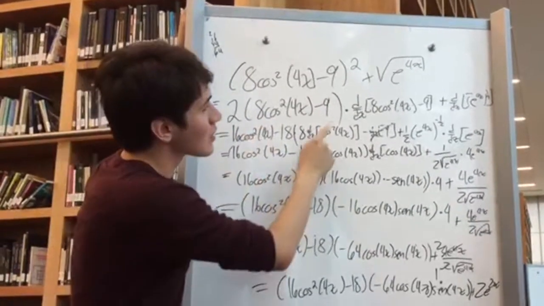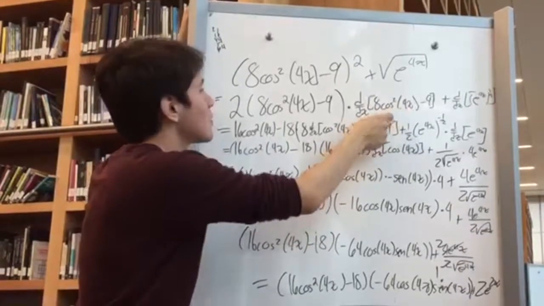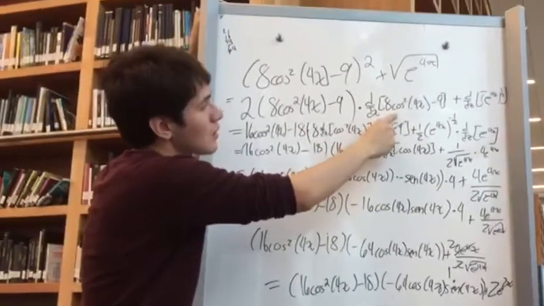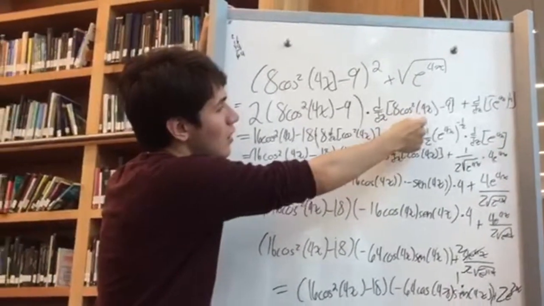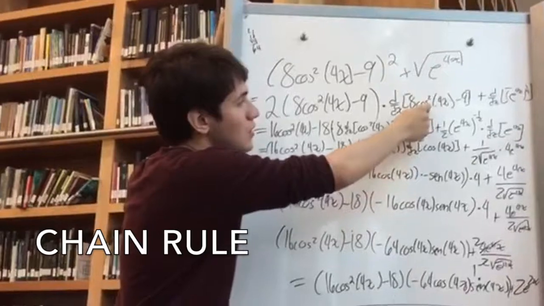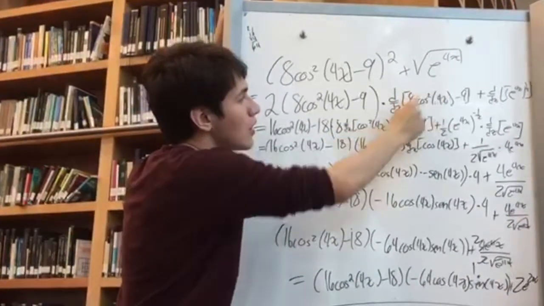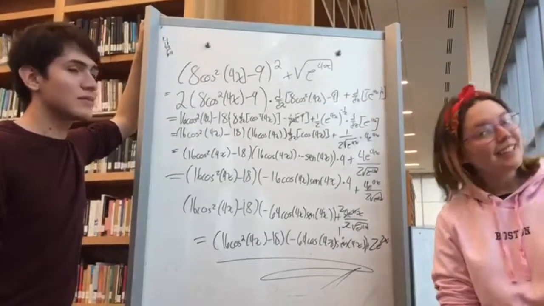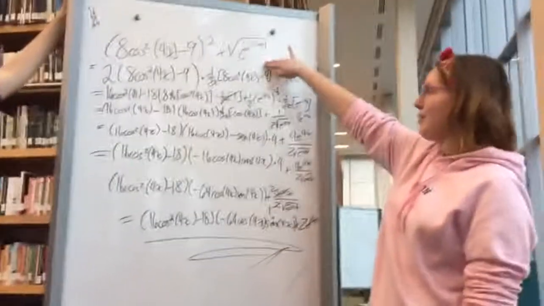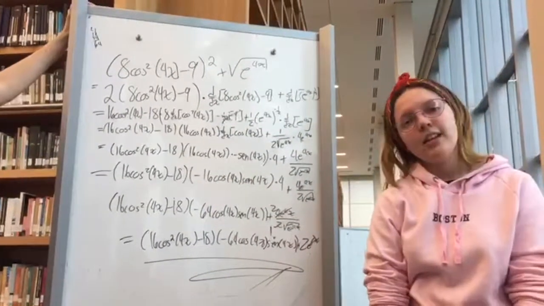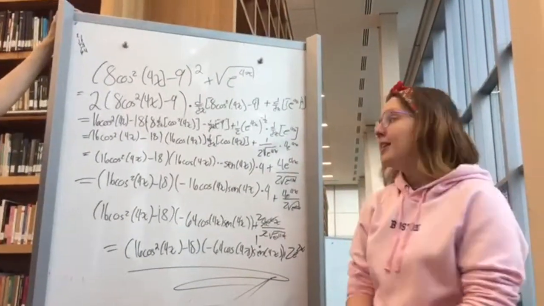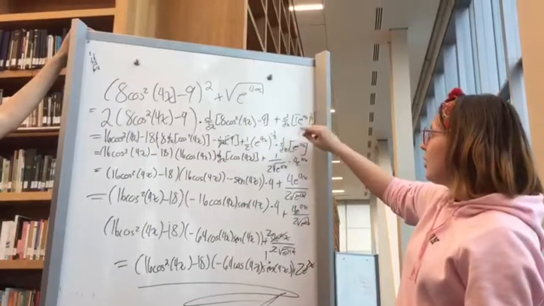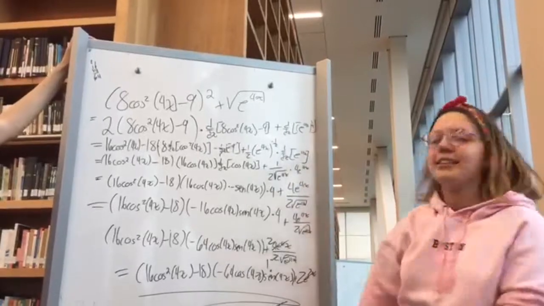Then after you get this, this being 8 cosine squared of 4x minus 9, as you can see here, the cosine squared of 4x also acts as a chain rule, because the cosine squared acts as if the whole thing was squared. But before we go to the next step, we're going to see the second part of the equation, which is e to the square root of e to the 4x. And to do that, the first step, we have to remember that the square root can also be expressed as a number with an exponent of 1/2. We write that down, and that's the first step.